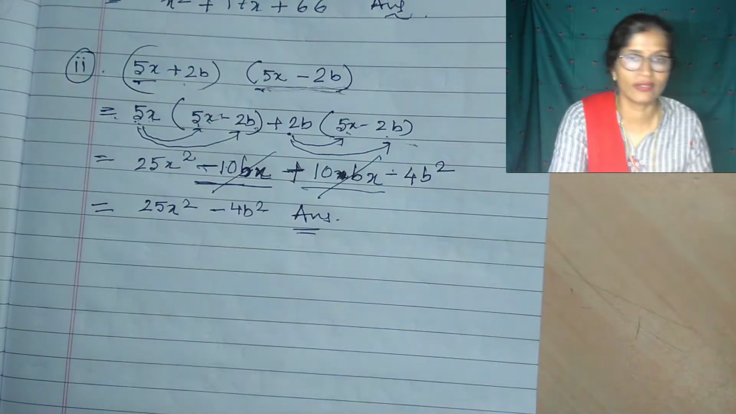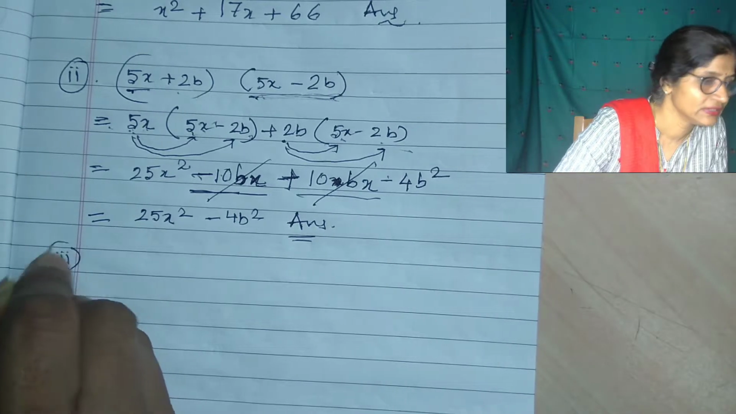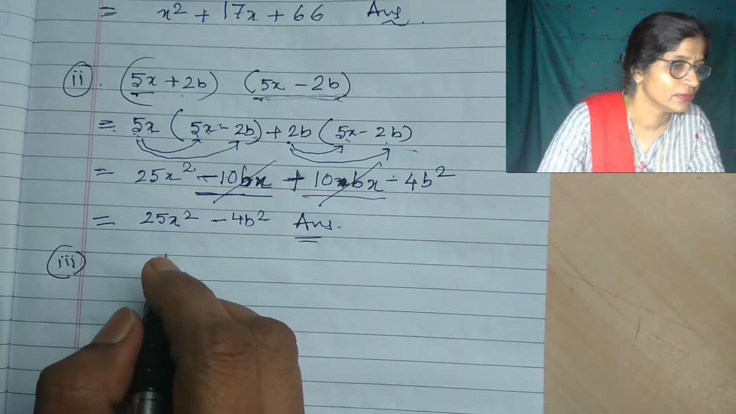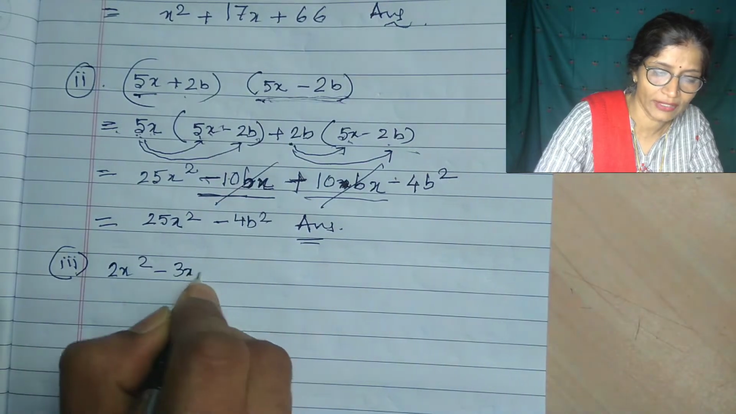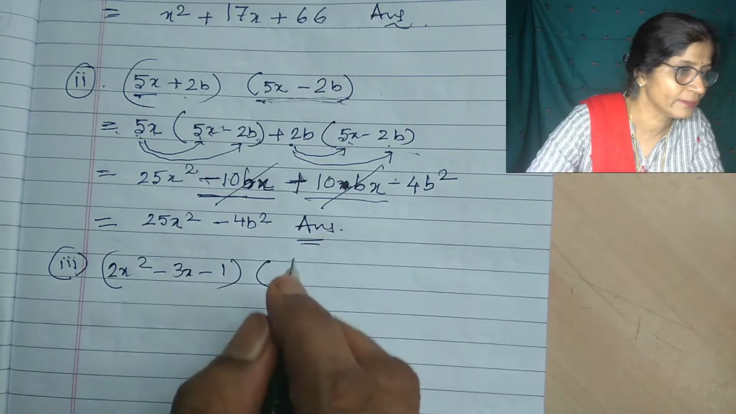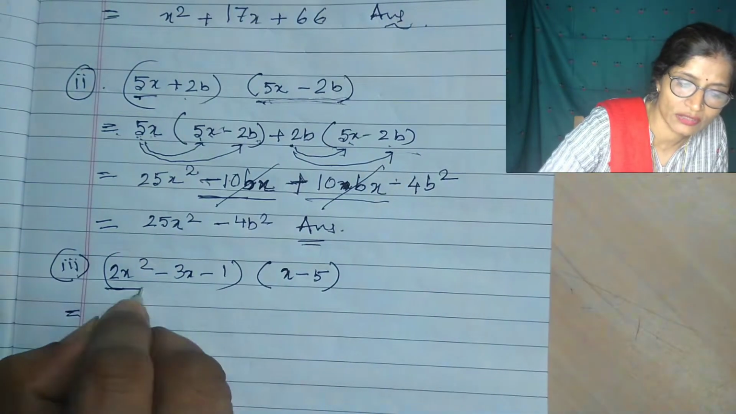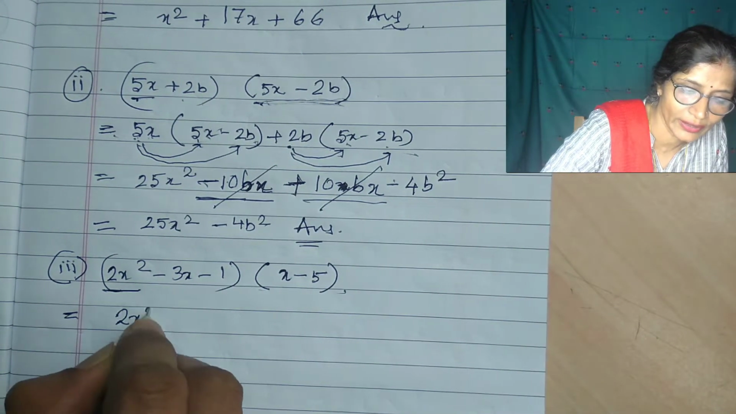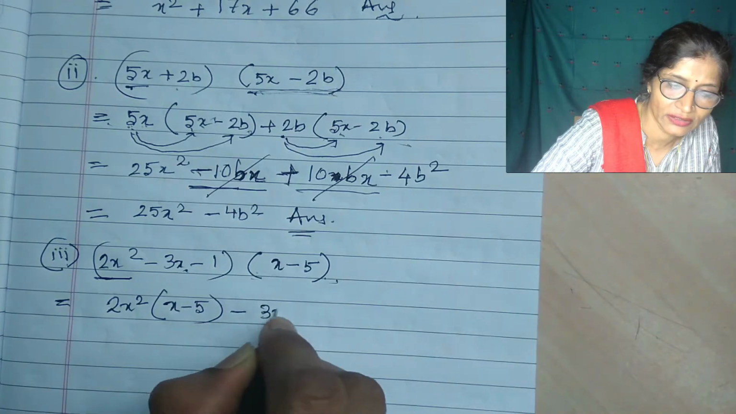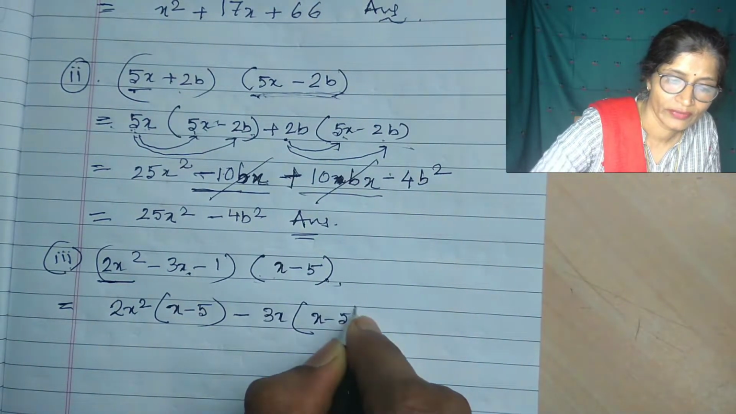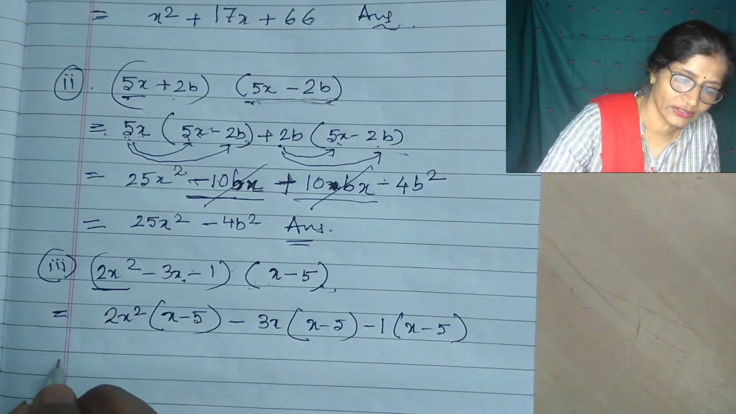Now next I'm doing a trinomial multiplied by a binomial. So the third sum is a trinomial, you take this one, 2x square minus 3x minus 1. This is a trinomial multiplied by x minus 5. So here it means this multiplies this. So I'll write 2x square and then in the bracket this x minus 5. Okay. Then minus 3x and this x minus 5. Then it is minus 1. So I'll write minus 1 and x minus 5. Okay. So that is equal to what?